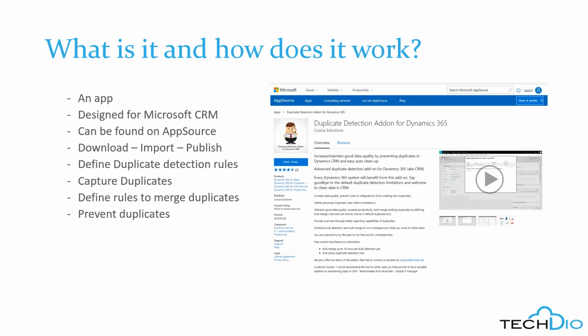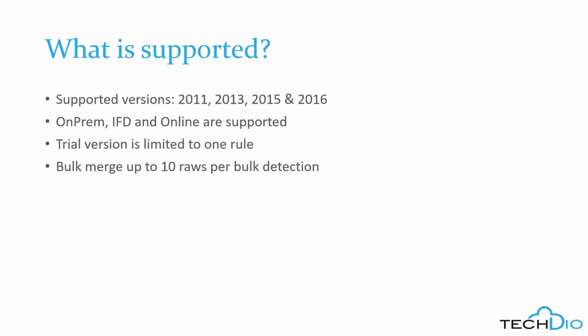The approach will be you define your duplicate detection rules. That's what we will show in the demo. We run the rule, then we have the option to define how to merge, how to auto merge the found duplicates. And last but not least, how do we prevent users from creating duplicates in CRM?